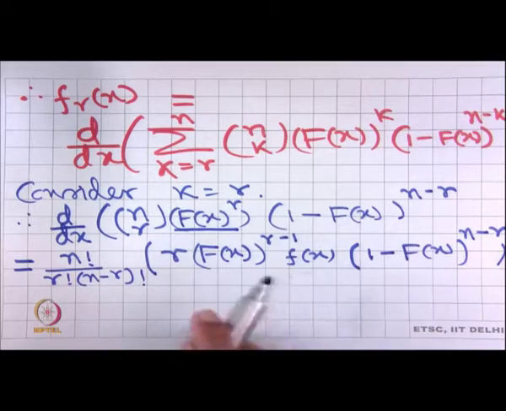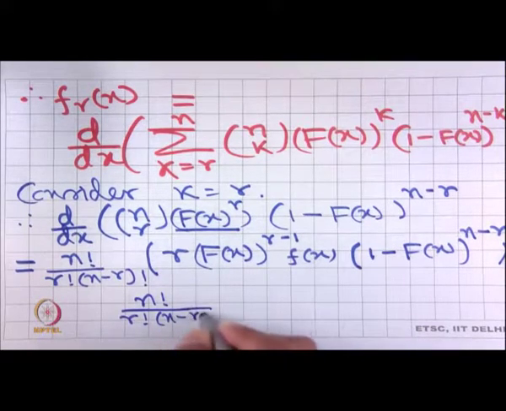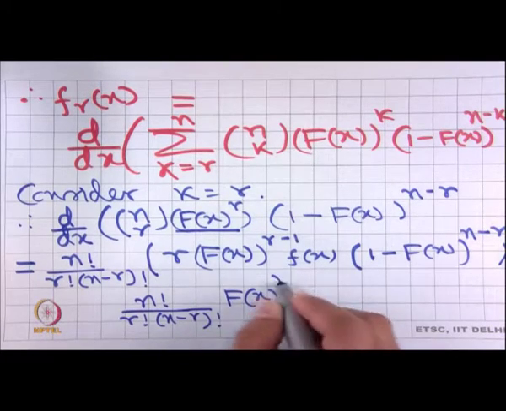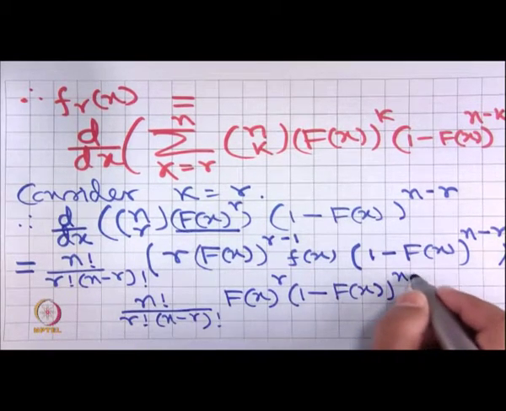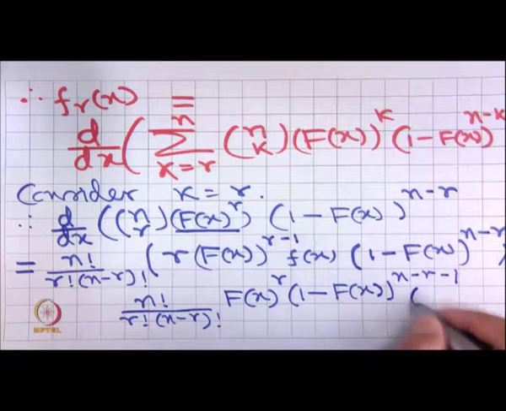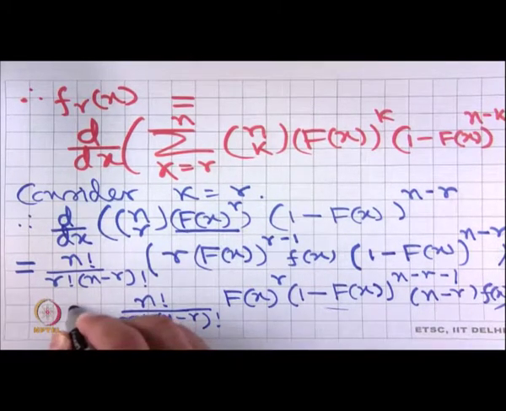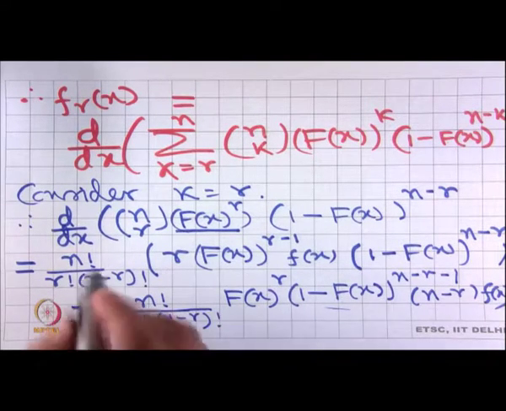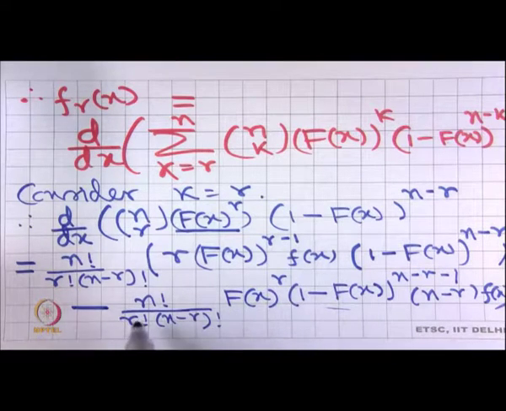Now, the second term is its derivative multiplied by this. Therefore, that is coming out to be n factorial upon r factorial into n minus r factorial into f(x) to the power r into (1 minus f(x)) whole to the power n minus r minus 1, multiplied by n minus r, because that will come, and then I am differentiating 1 minus f(x) with respect to x, that gives me f'(x) with a minus sign. Thus, we get two terms, one is the first part and the other is the second part, which is actually becoming a subtraction.